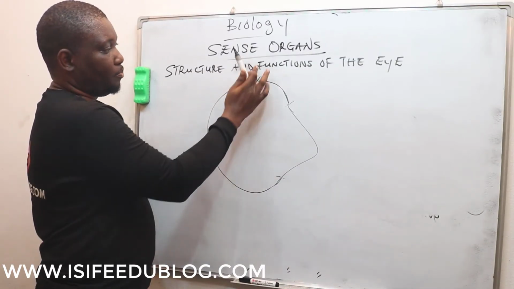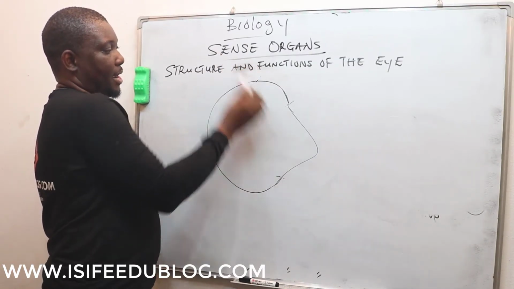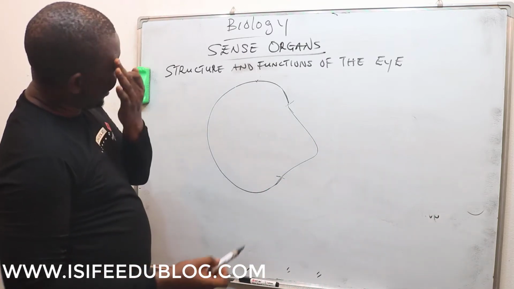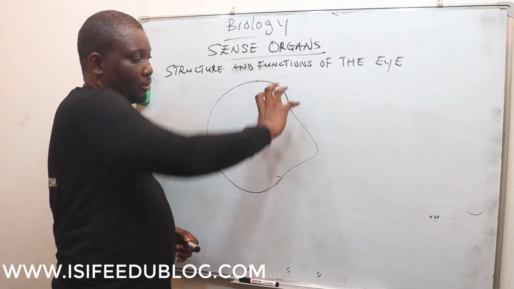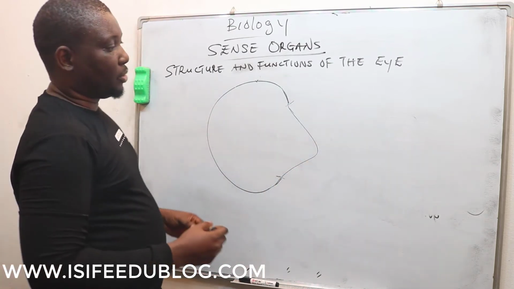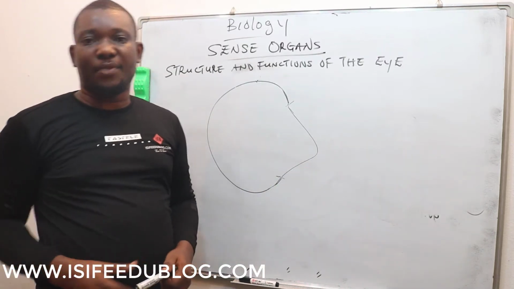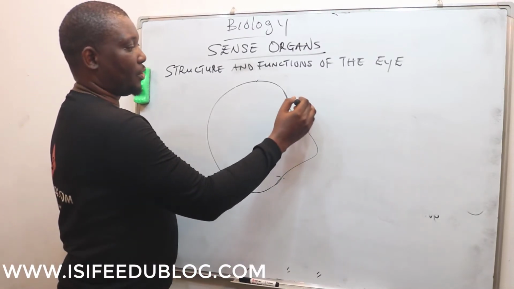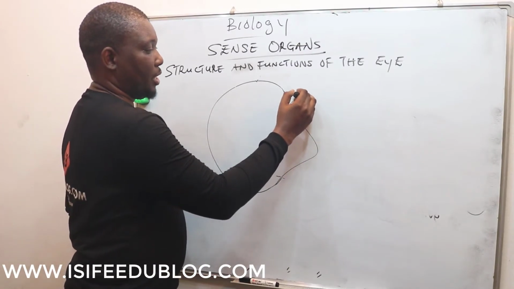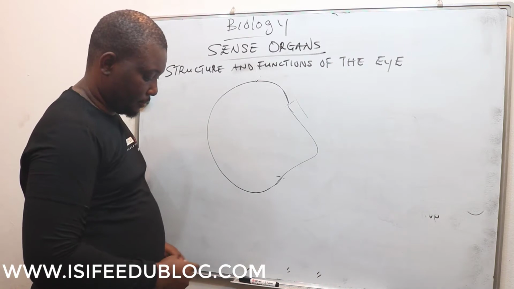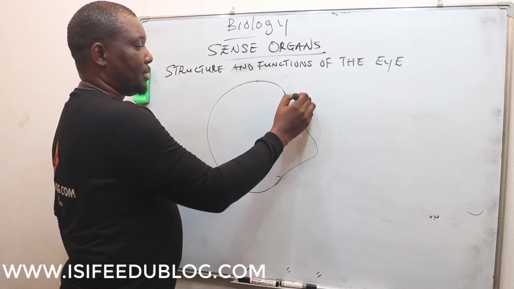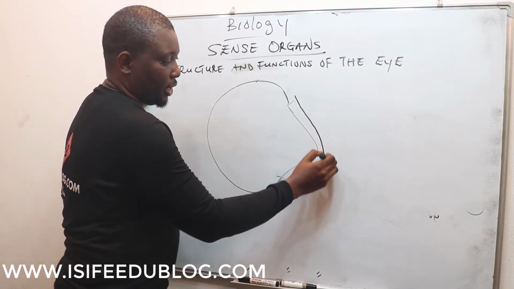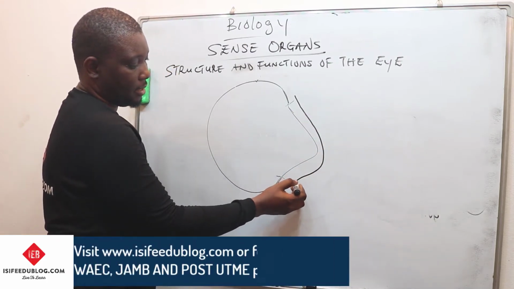Take note. So these are the two parts of the eye, the sclera and the cornea. Just like the sclera protects the other parts of the eye but does not give protection to the cornea, what protects the cornea is the conjunctiva. So I'm going to have the conjunctiva coming this way to give protection to this side of the eye.